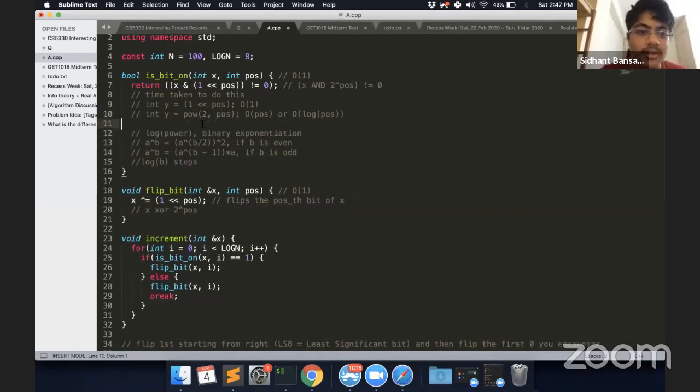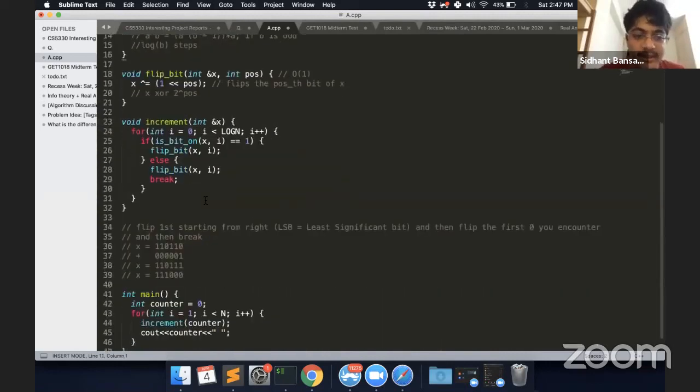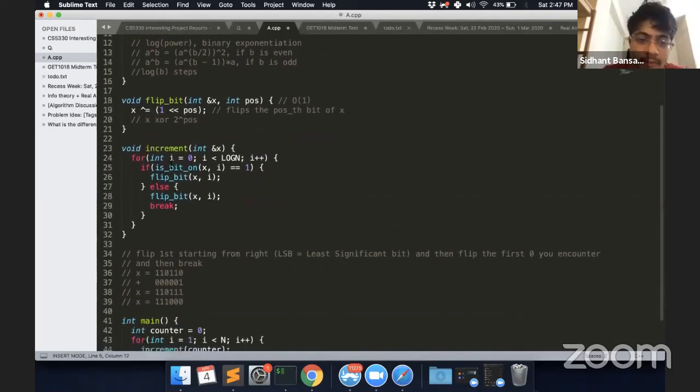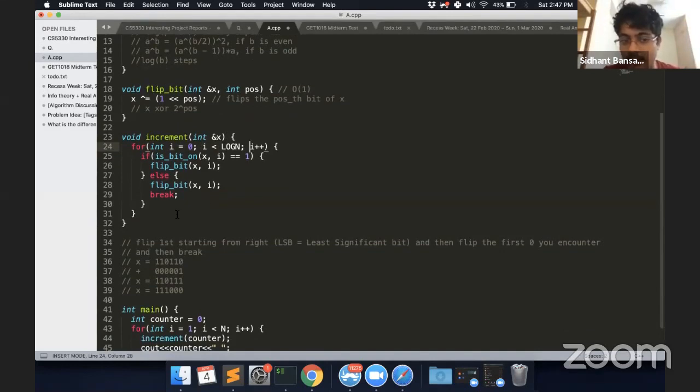We don't care about this. The key thing was that these two functions are O(1), so we don't care about them. What we care about is how many times this i loop runs, till what step this loop runs. Obviously it doesn't always go to log n because it breaks when it finds the first 0.